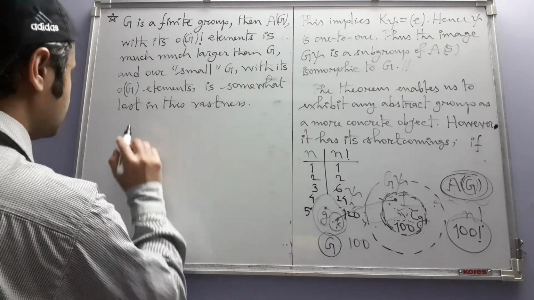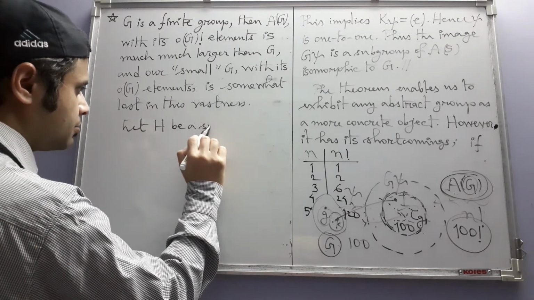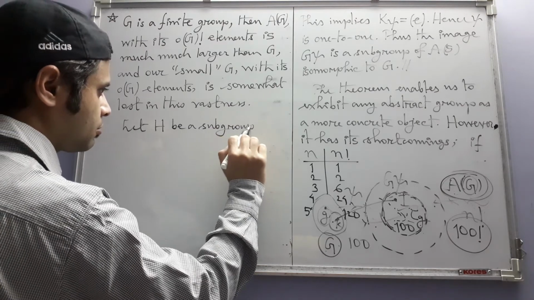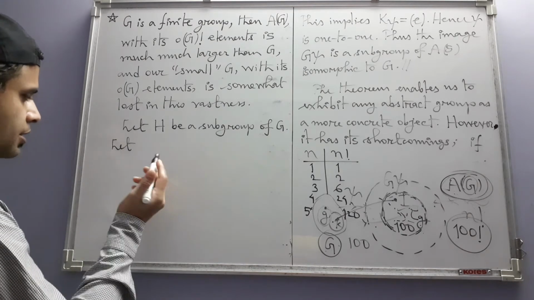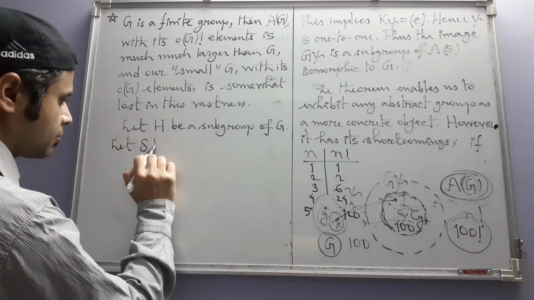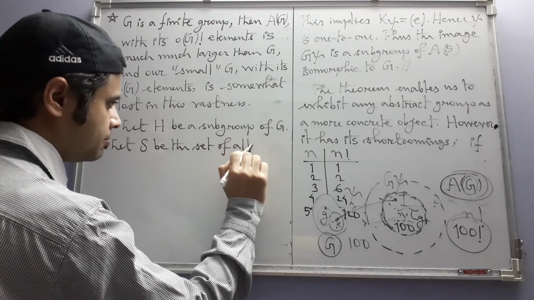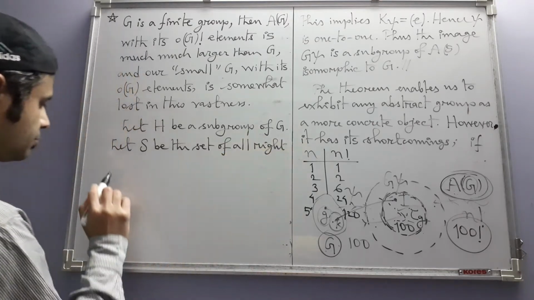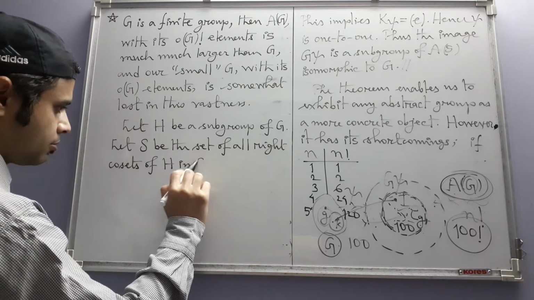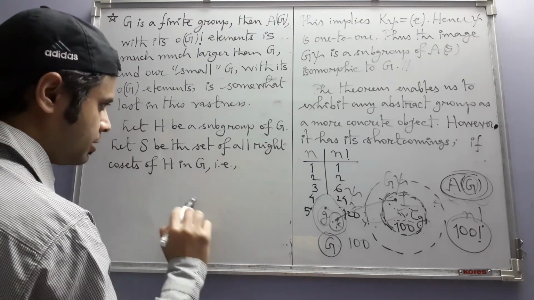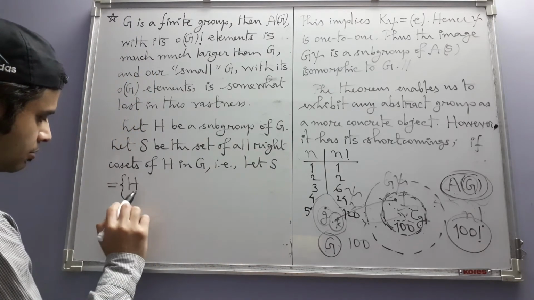So what we do is this: let H be a subgroup of G, any subgroup, some subgroup. Let S be the set of all right cosets of H in G, that is, let S be this.